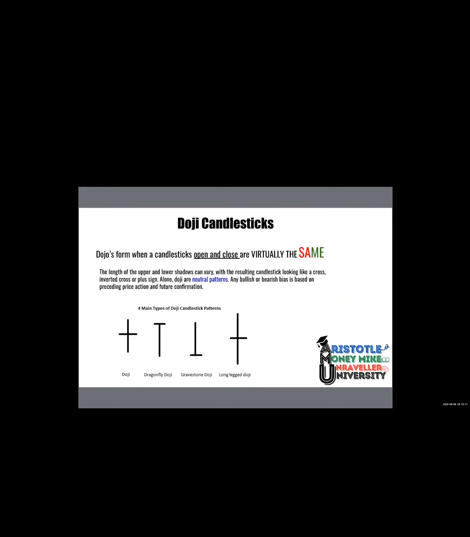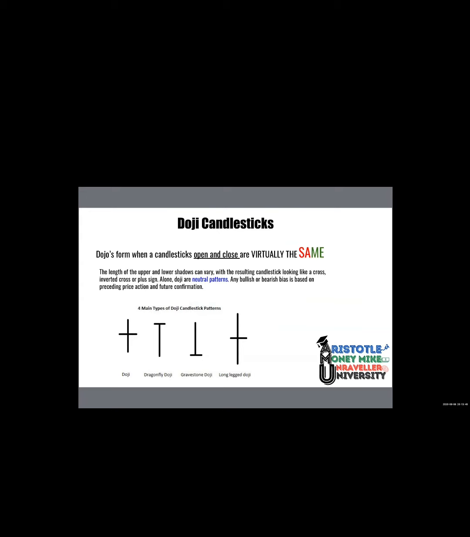Now, doji candlesticks. Dojis form when a candlestick open and close are virtually the same. The length of the upper and lower shadow can vary, with the resulting candlestick looking like a cross, inverted cross, or plus sign. Alone, dojis are neutral patterns. Any bullish or bearish bias is based on preceding price action and future confirmation.